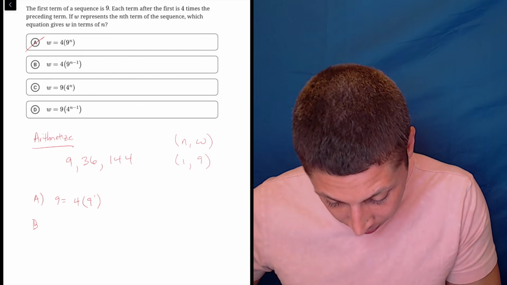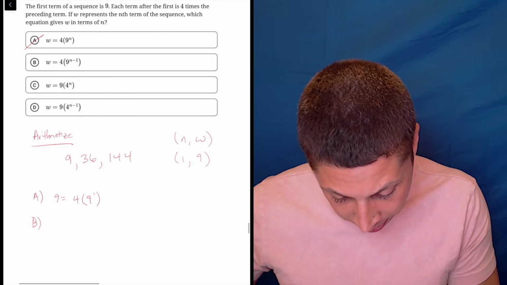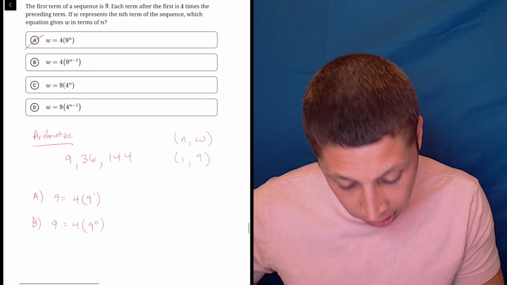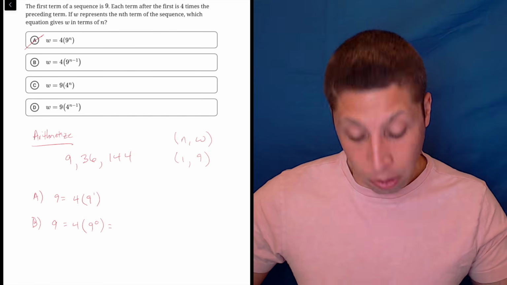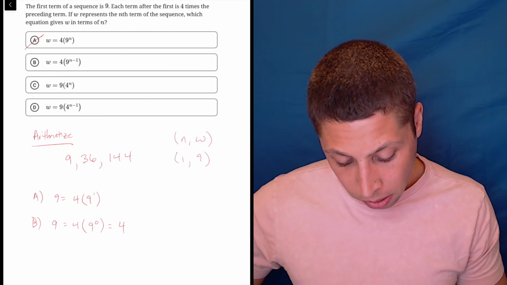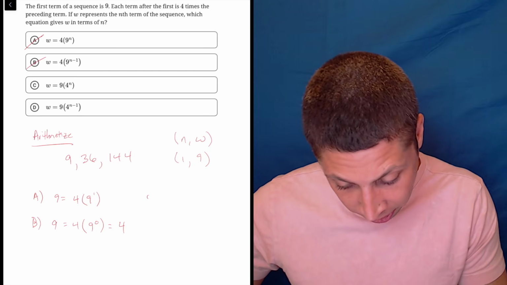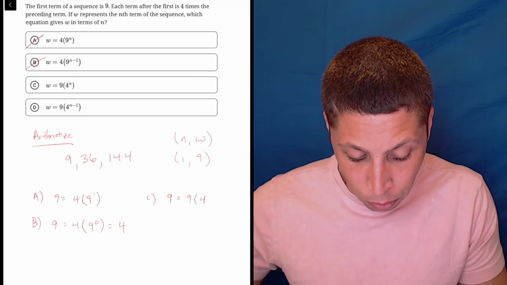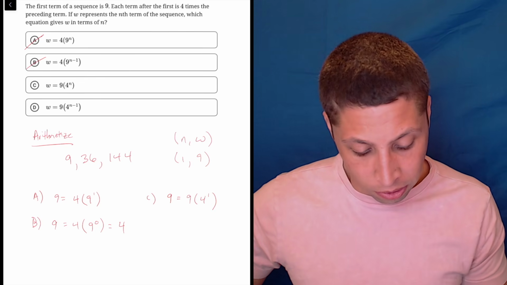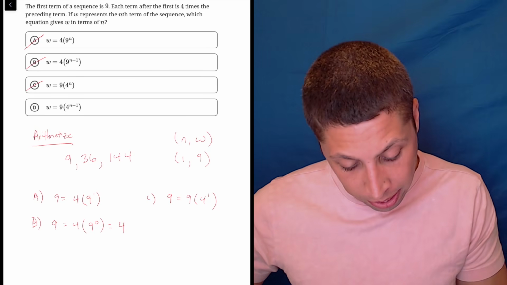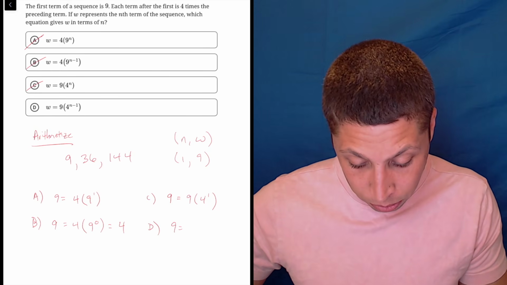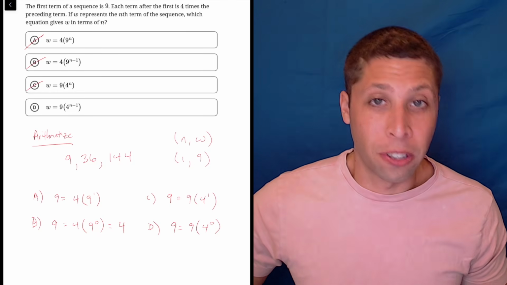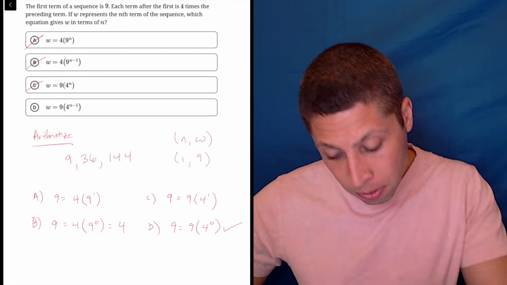B. 9 is equal to 4 times 9 to the 1 minus 1, which is 0. So 9 to the 0 is 1, so this is 9 equals 4. So that doesn't work. Let's try C. 9 is equal to 9 times 4 to the first. Well, 4 to the first times 9 is 36. So that doesn't make sense either, so it's got to be D. And that is 9 is equal to 9 times 4 to the 1 minus 1, which is 0. So that does work. 4 to the 0 is 1. 1 times 9 is 9. So boom, that is the answer.